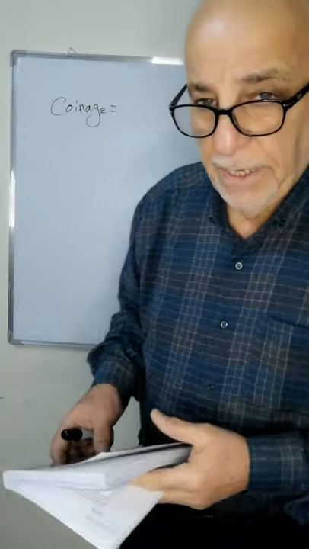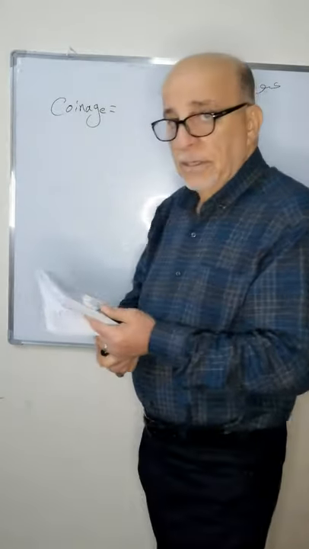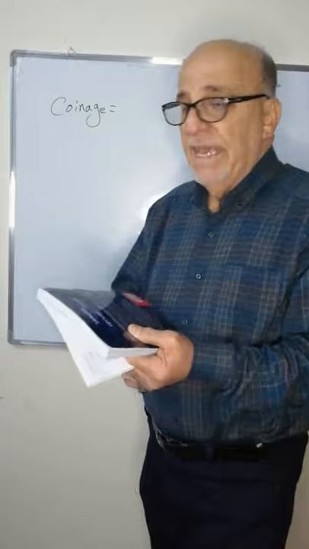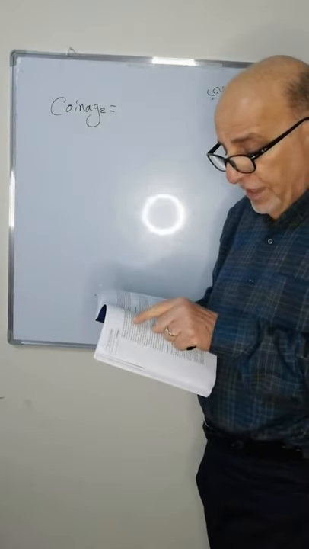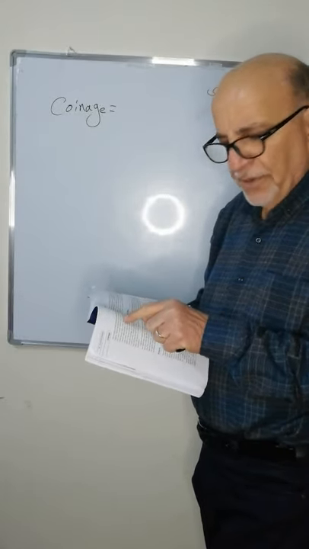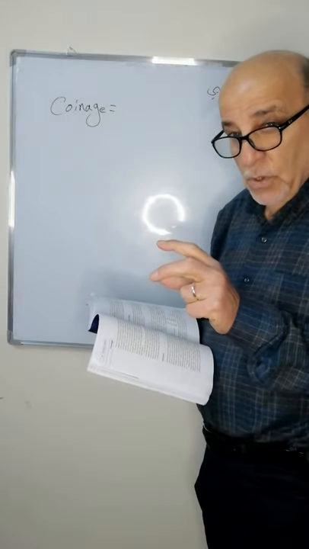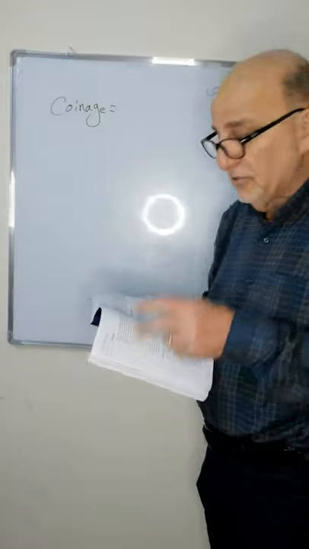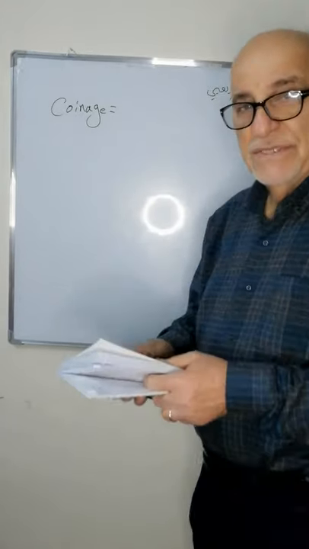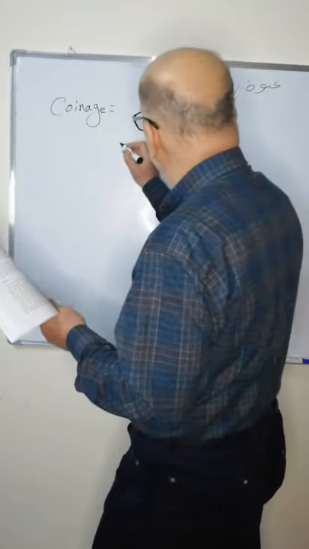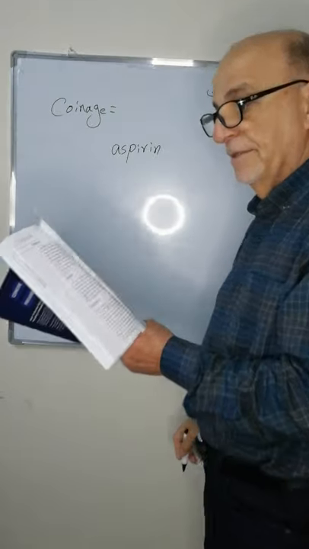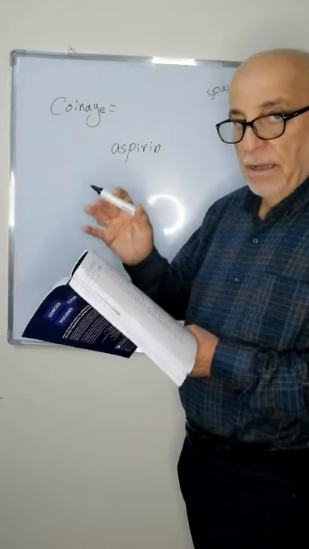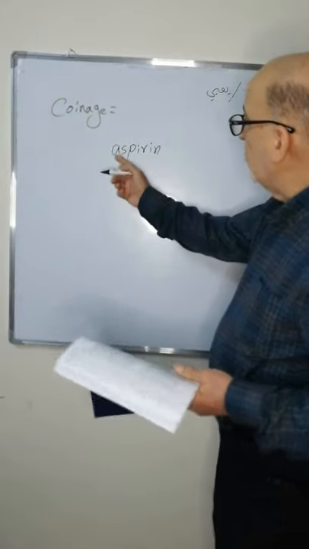Now let's have an example of coinage. We said that the typical source is trade names, or brands as we say, for commercial products. For example, as he says, we use it without capital letters. Let's come to the word aspirin.